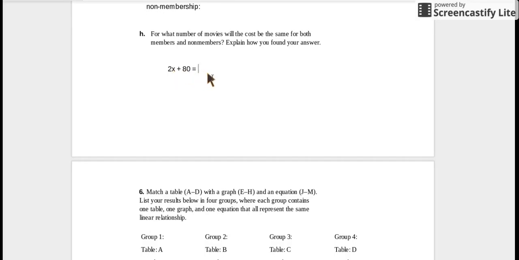You're going to solve the equation. And when you solve for x, it tells you the number of movies. And when you substitute back in, that'll show you that the cost is going to be the same. So you could have used 2 strategies in order to find out when the cost is the same for what number of movies.